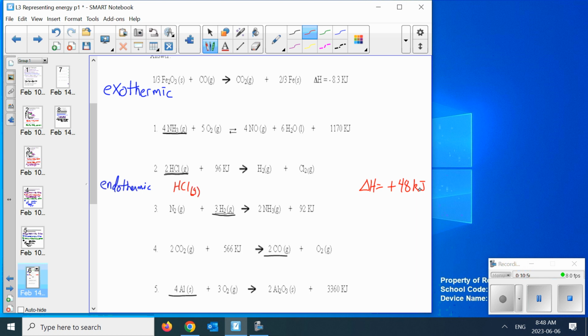And we return to the reaction. Now, H2 is 1, but it's divided by the number 2 because that's what we wanted. I'm going to put 1/2 H2 plus 1/2 Cl2, same reason.